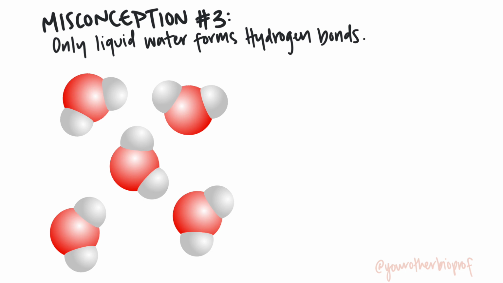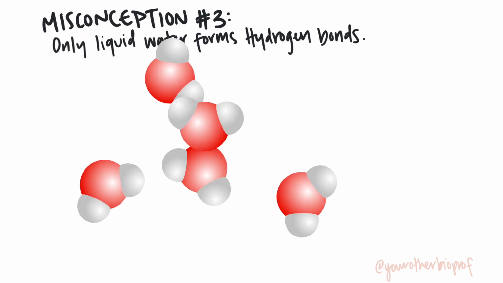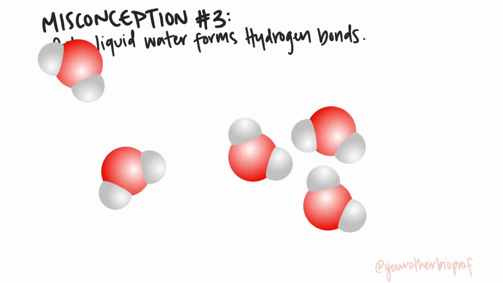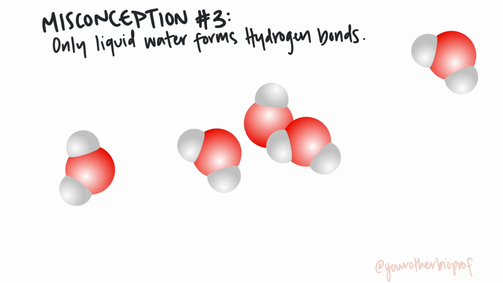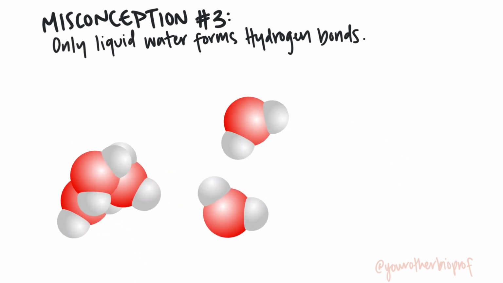Okay, one last misconception for the day, and that is that water only forms hydrogen bonds when it's in its liquid state. So we just talked about how the hydrogen bonds in liquid water are very dynamic, right? Water molecules are very dynamic in their liquid state. They're moving around. As they get close to other water molecules, they'll form hydrogen bonds, but then they'll break, and then they'll form new bonds with other molecules as well.